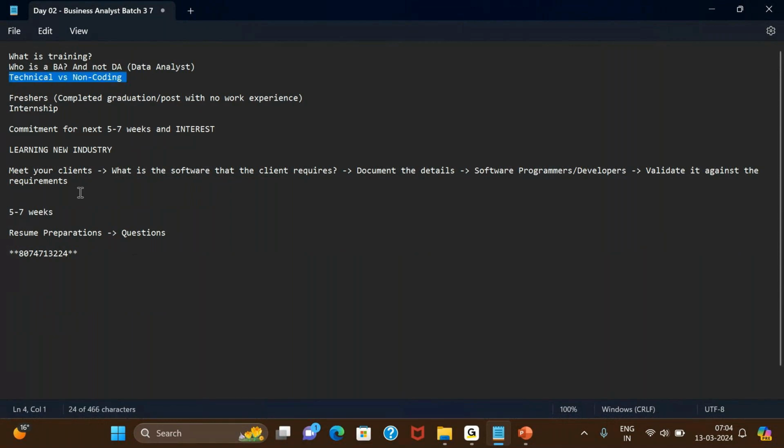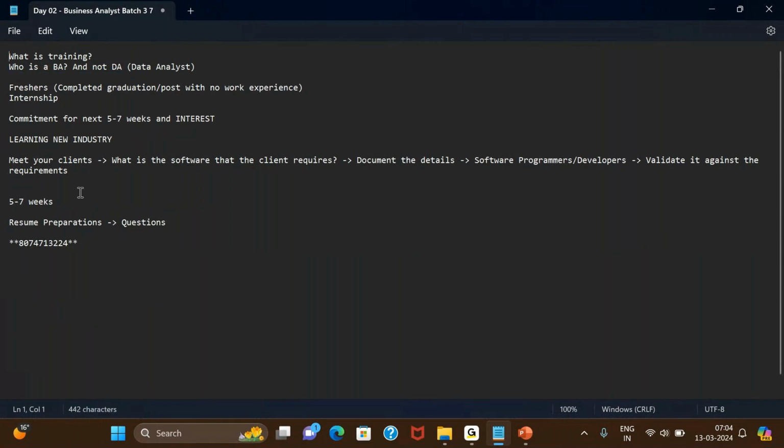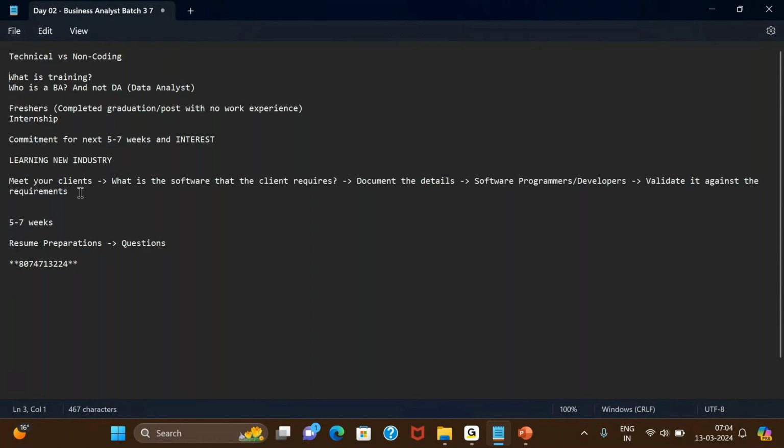So let's start from here itself. I'll write it at the top. A business analyst is a technical role, but that is non-coding. Okay.